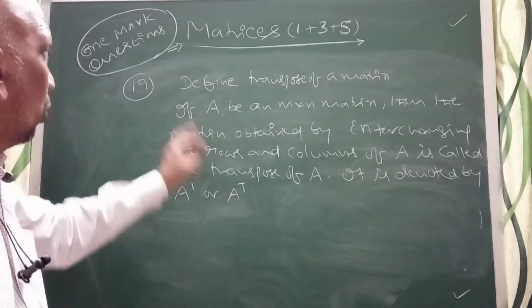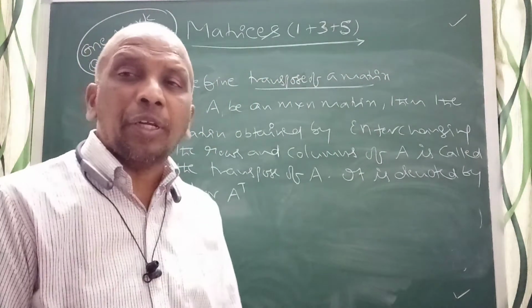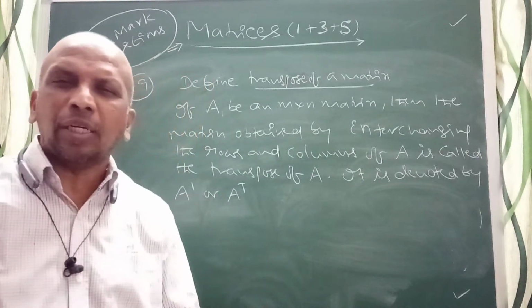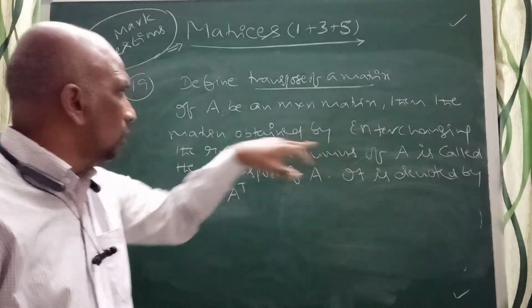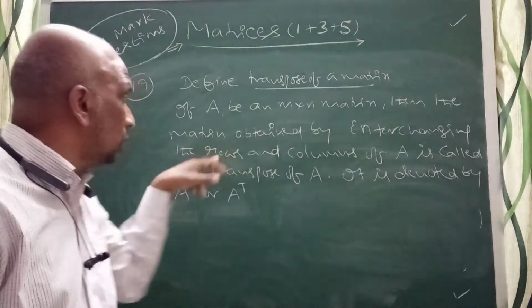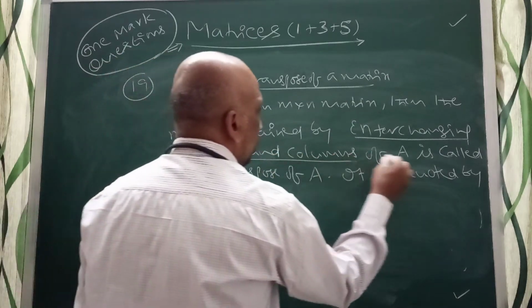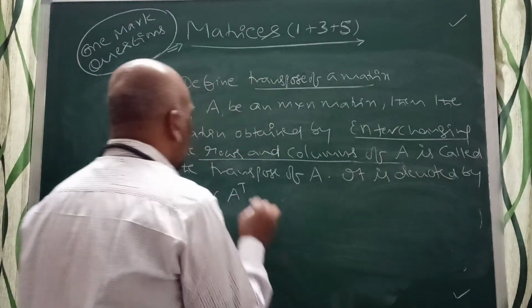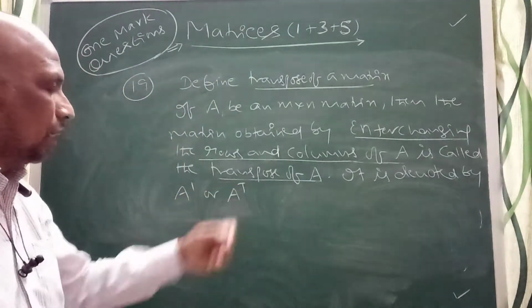When they ask you to define the transpose of a matrix, transpose means if we interchange the rows and columns of the given matrix, that is called the transpose of the matrix. Let A be an m by n matrix. The matrix obtained by interchanging the rows and columns of the given matrix is called the transpose of A. It is denoted by A dash or A power T.